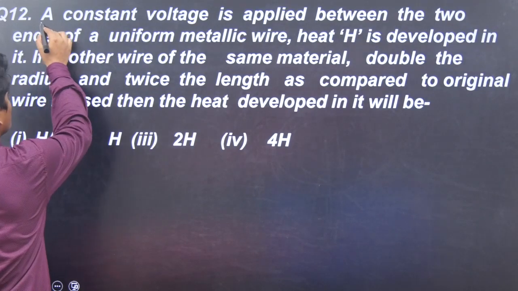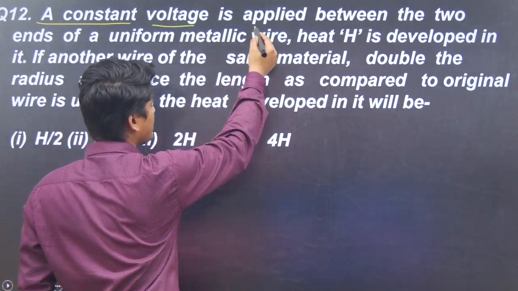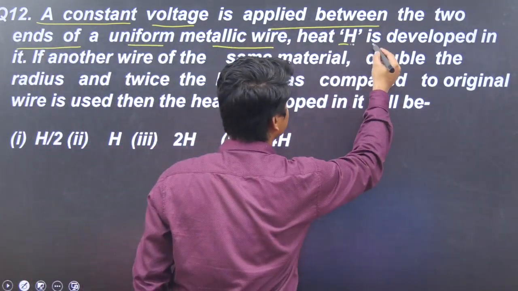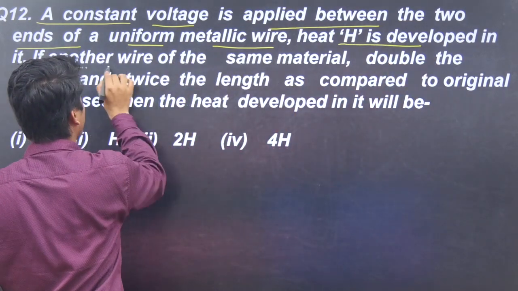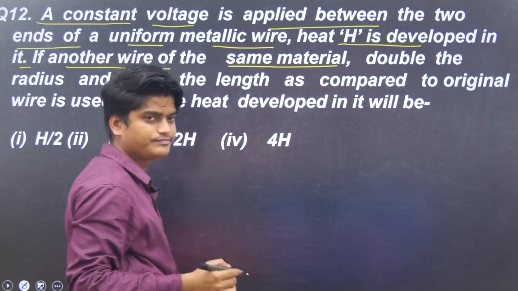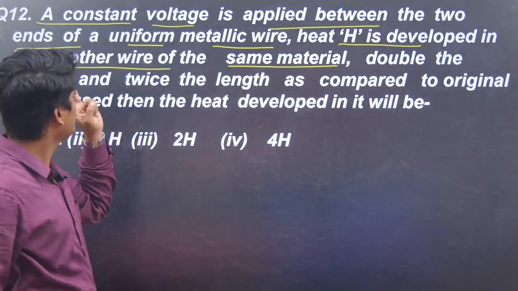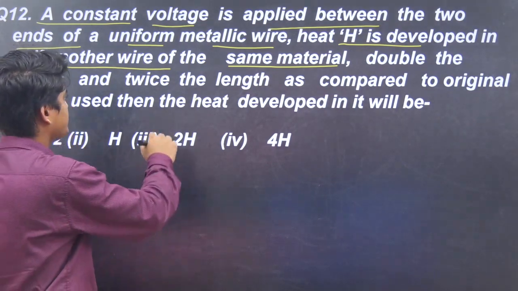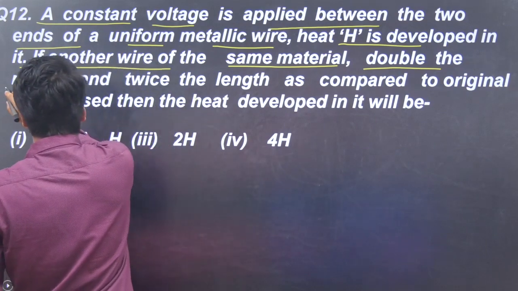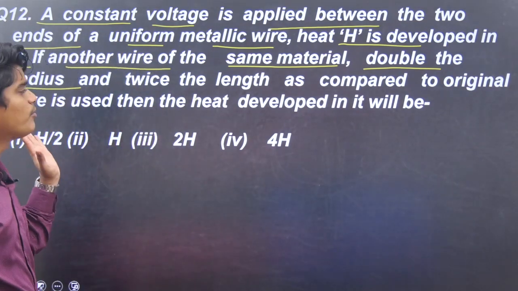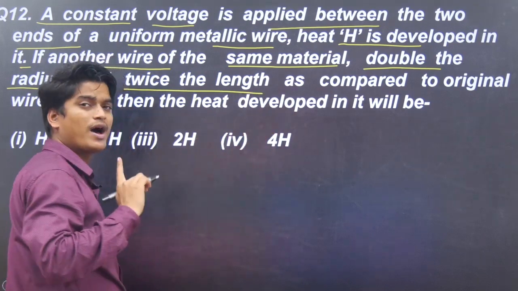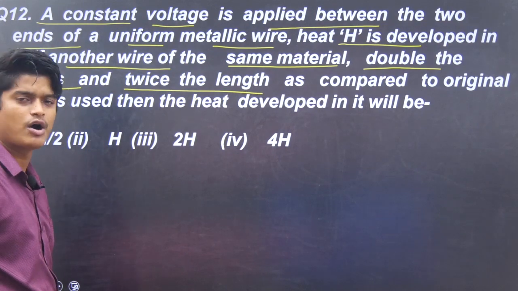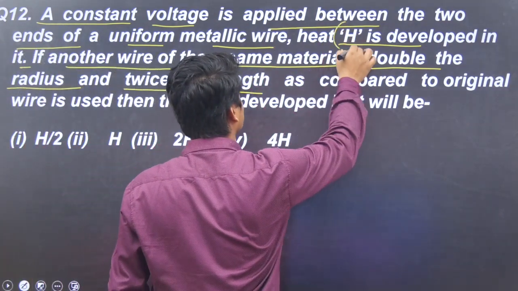Now it is telling: a constant voltage is applied between the two ends of a uniform metallic wire. Heat H is developed in it. If another wire of the same material is used, so they are talking about 2 wires with a constant voltage applied between the 2 ends. One has radius R and another has radius 2R, double the radius, and twice the length, one is L and another is 2L. As compared to the original wire, how much heat is developed? The initial heat is H.